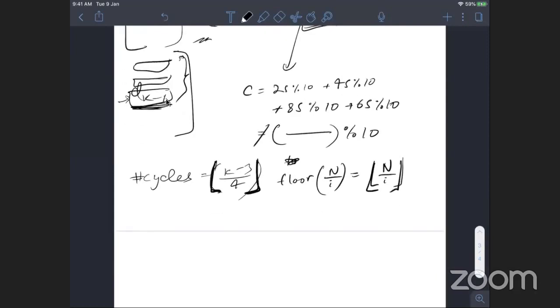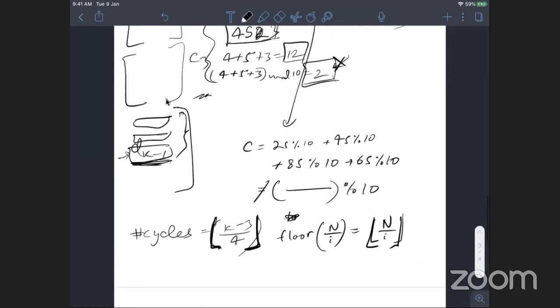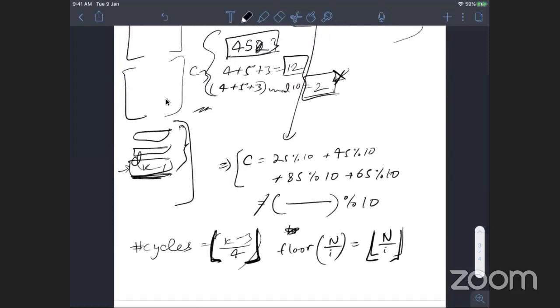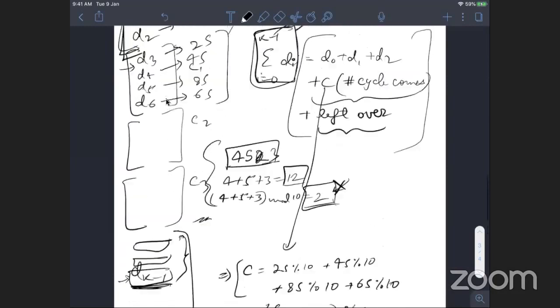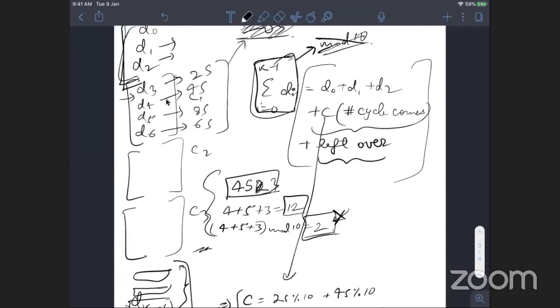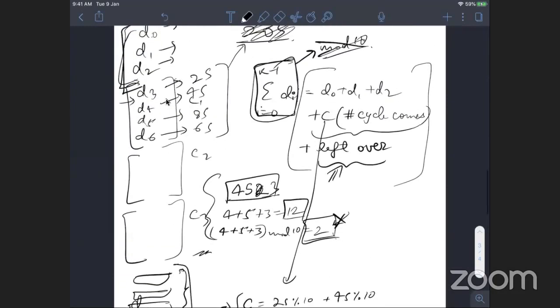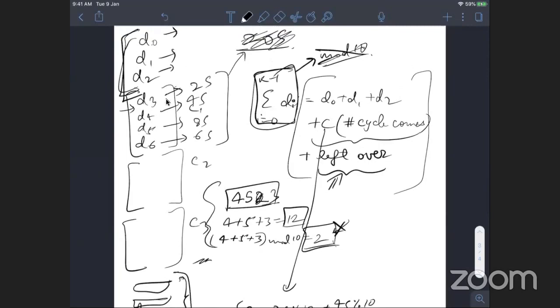So is this part clear? Like I expressed C here as this expression and I expressed the number of cycles here. And we'll get to the leftover part inside the code, of how to calculate the leftover. Any questions?